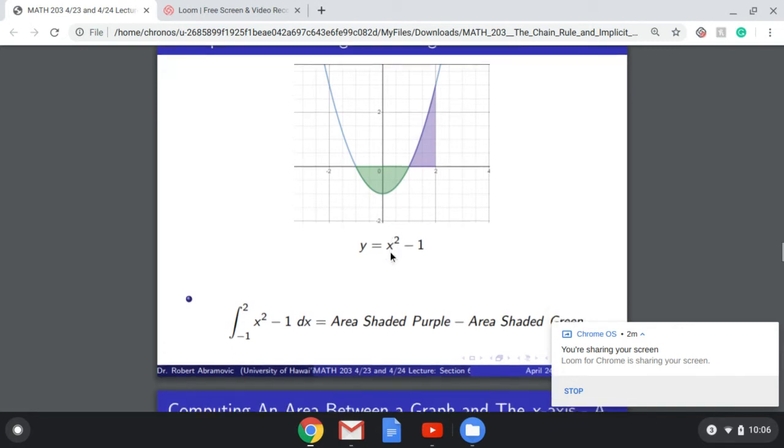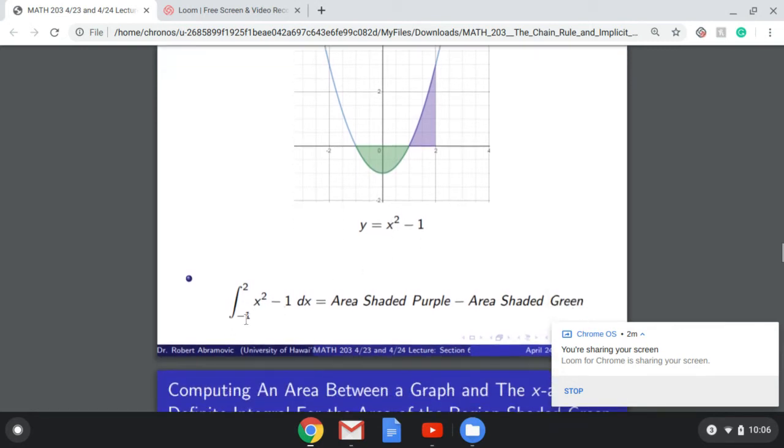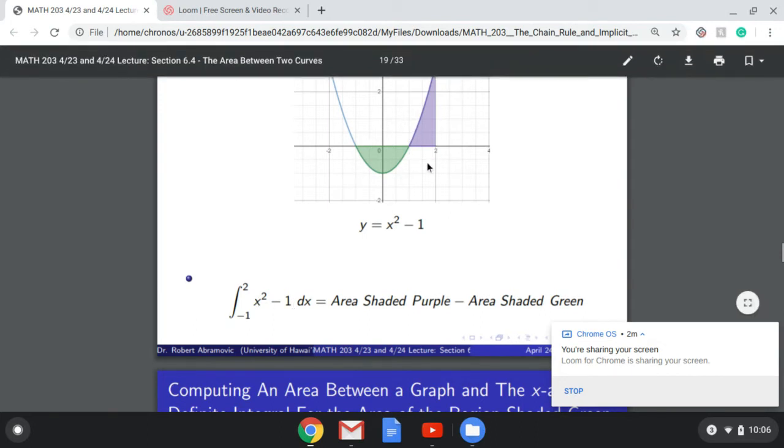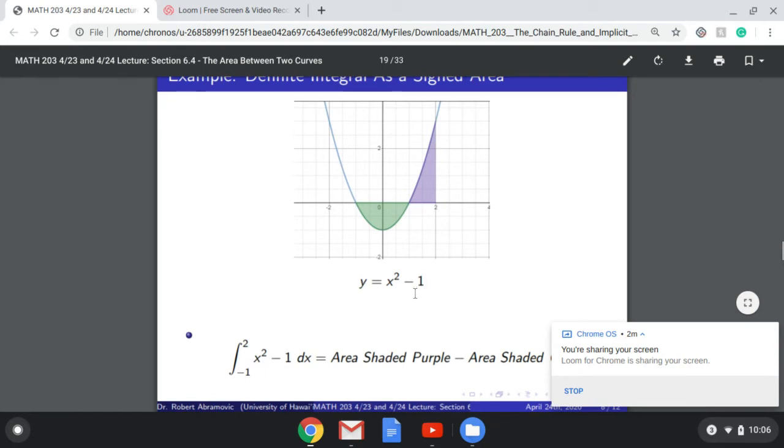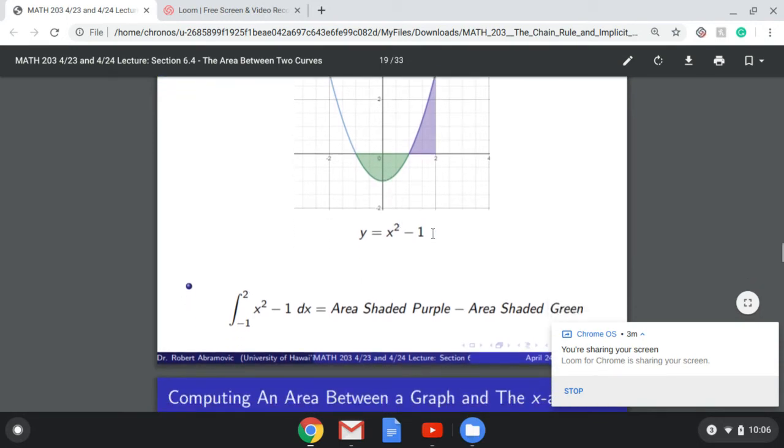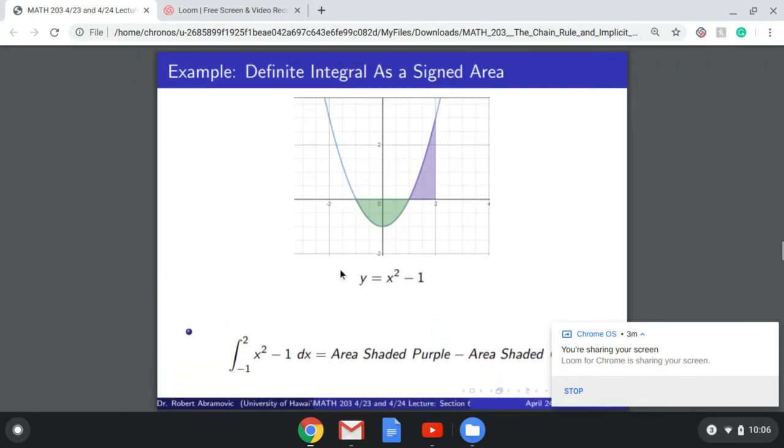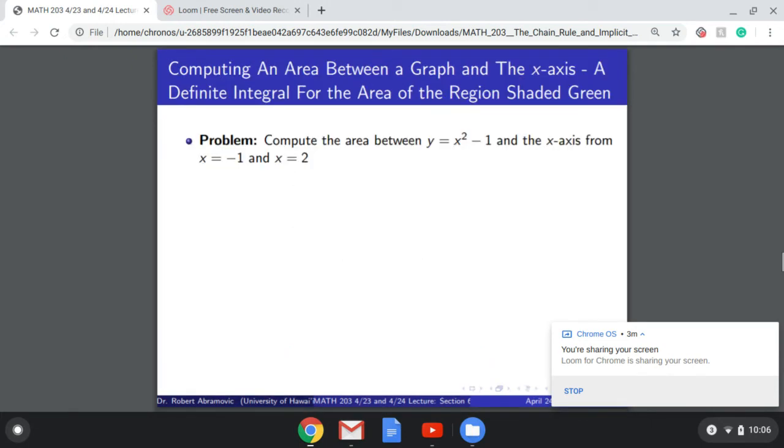And if we look here, the definite integral from negative 1 to 2 of x squared minus 1 is the area that's shaded purple. That's where x squared minus 1 lives above the x-axis in the interval from negative 1 to 2, minus the area of the region that's shaded green. And that is the region in the interval from minus 1 to 1, where y is equal to x squared minus 1 lives below the x-axis.